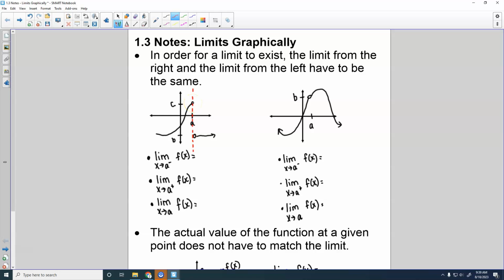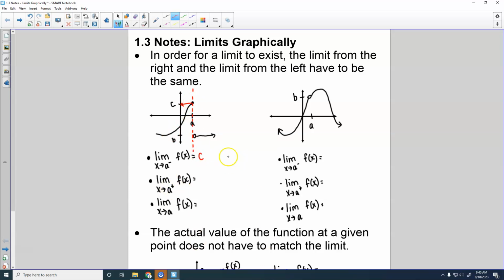It does not matter if it is a closed circle or an open circle. I ended up right here. I'm going to look at the y-coordinate that goes with that point, which is c for this. So always look at the y-axis for that point. So my limit as x approaches a from the left is c.